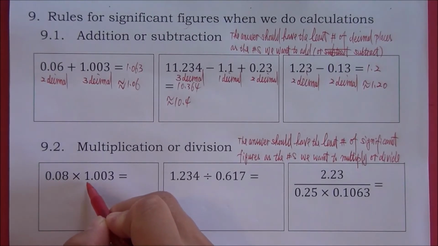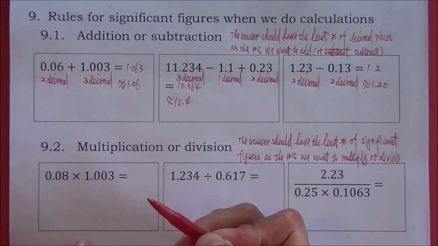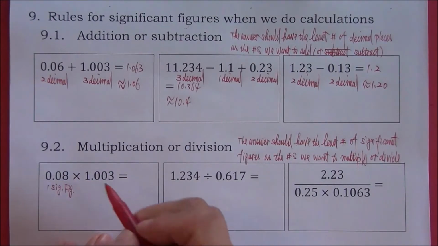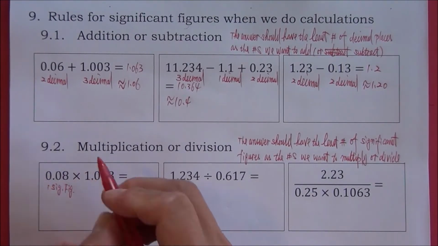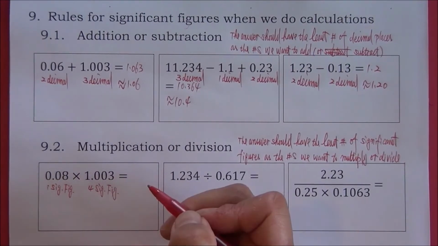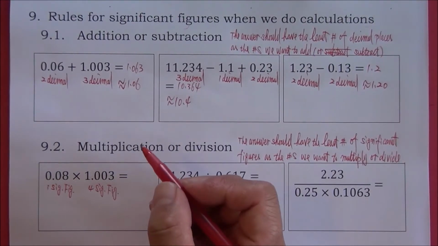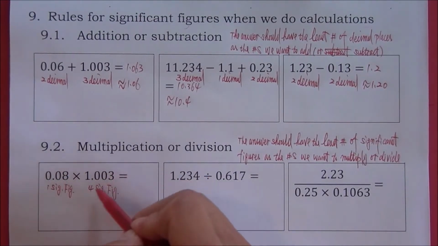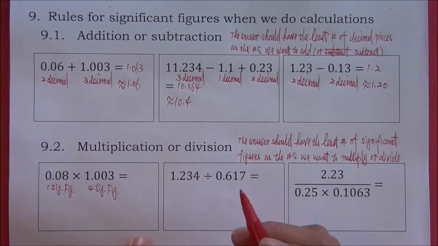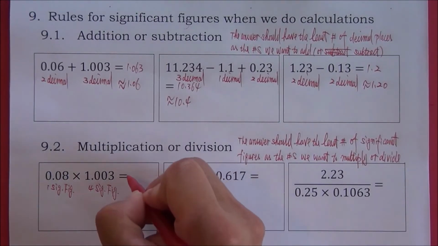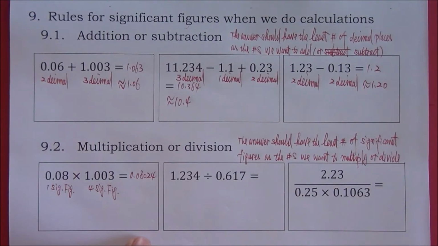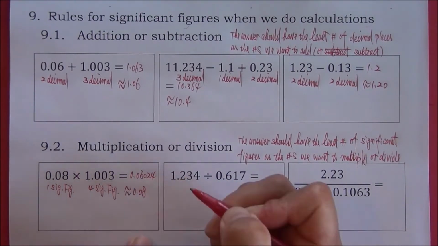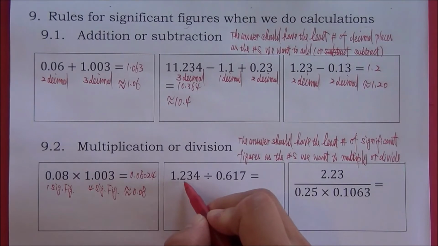0.08 multiply 1.003. The first number has only 1 significant figure. The second number has 1, 2, 3, 4 significant figures. According to the rule, the final answer should have only 1 significant figure. If we plug these two numbers into a calculator, we get 0.08024. If we only have 1 significant figure, the final answer should be 0.08. Let's look at the next example.